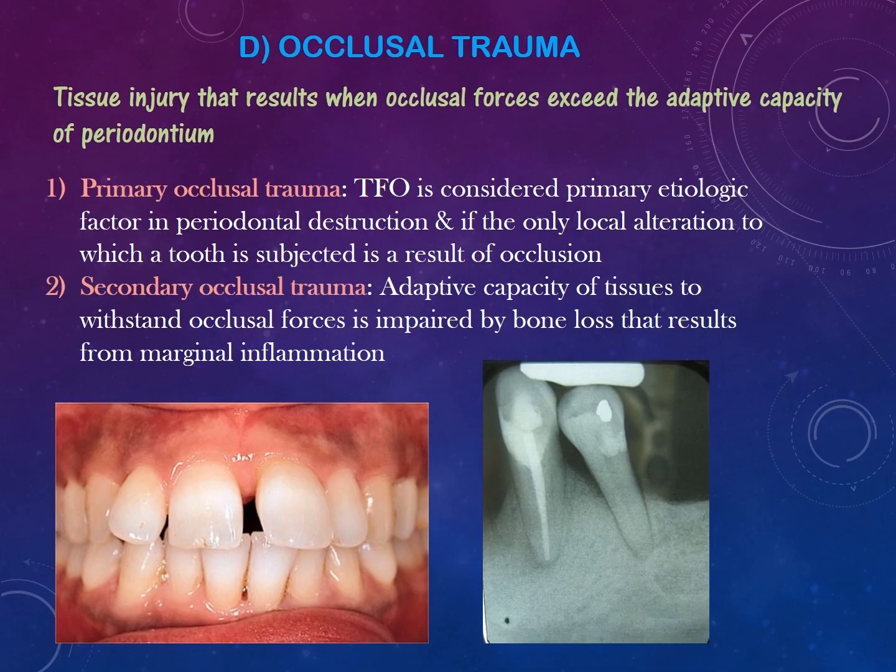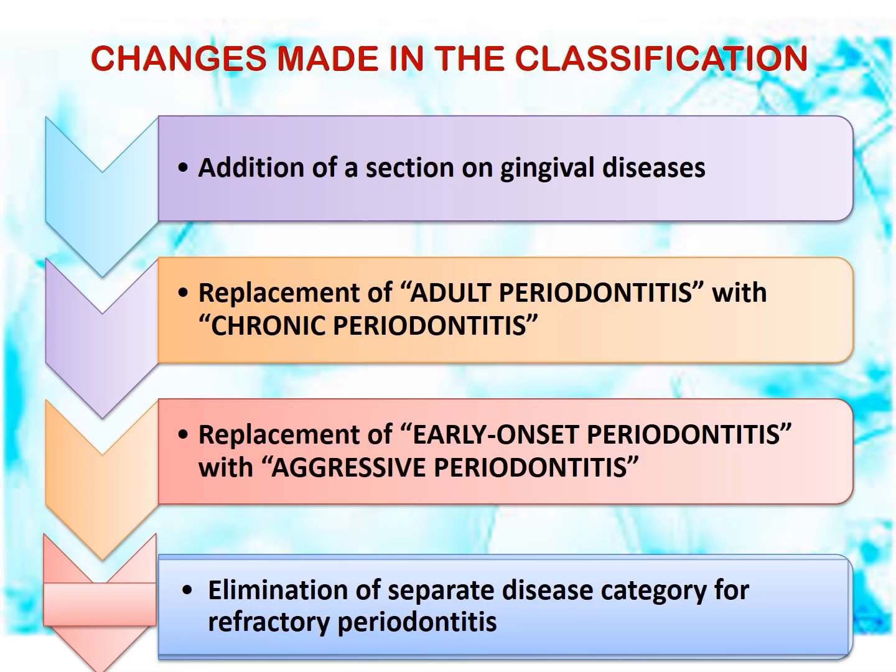So what are the changes made in the 1999 classification which we have seen so far? That is different from the previous 1989 classification and 1993 classification. So what's so unique in it? What are the characteristic features of this 1999 classification?